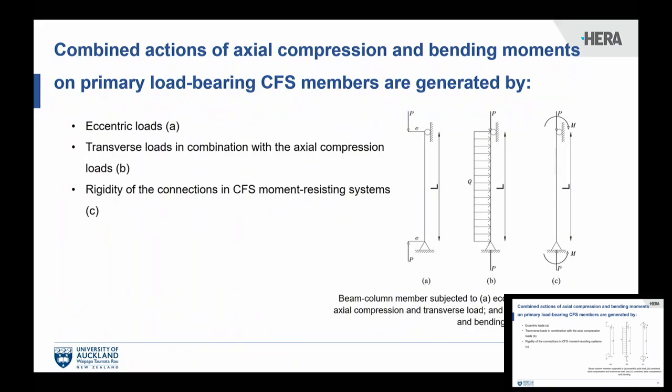For example, eccentric loads can be generated by the shifting of the cross section due to buckling. And also we have transfer loads on the stud walls surrounding the perimeter of the building, and also in the moment resisting cold-formed steel structures, we have combined actions. So the design of these elements is very important.